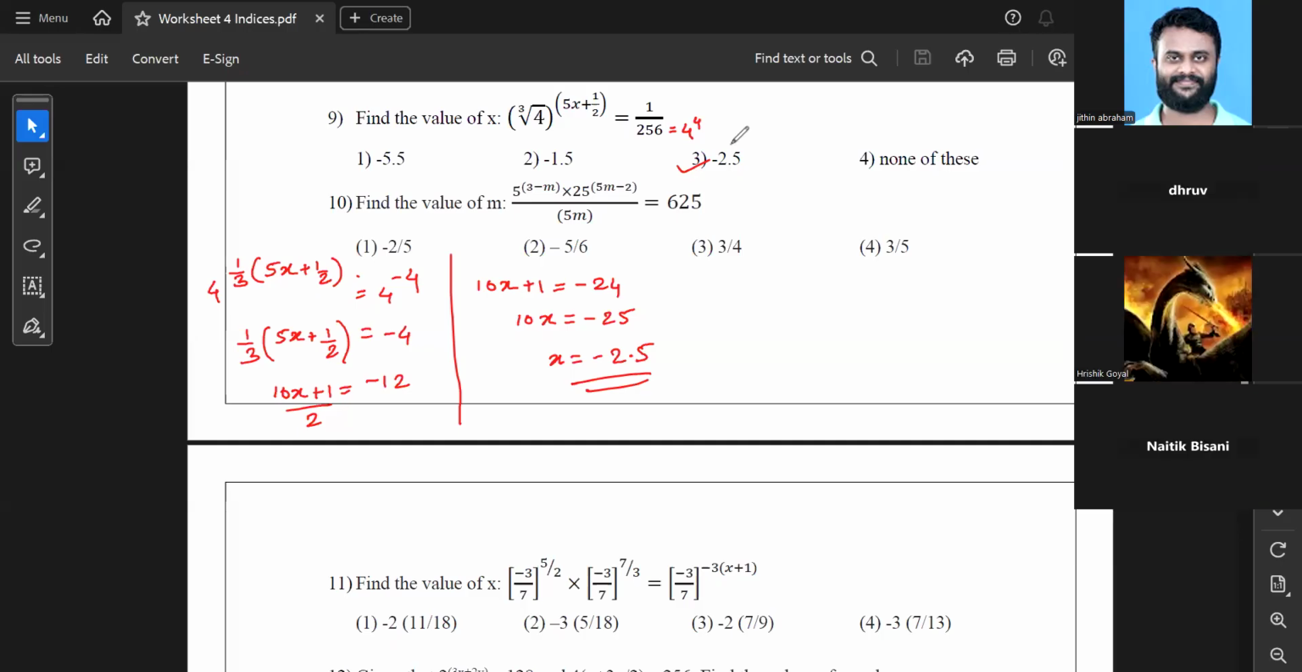Sir, we can solve it by just doing 5x by 3 plus 1 by 6, right? 5x by 3 plus 1 by 6. Yes, you can also do it that way. So it will be 11x by 6, and the answer is coming minus 24 by 11 then. How will 11x come? 5x and 6, it will be 10x by 6.